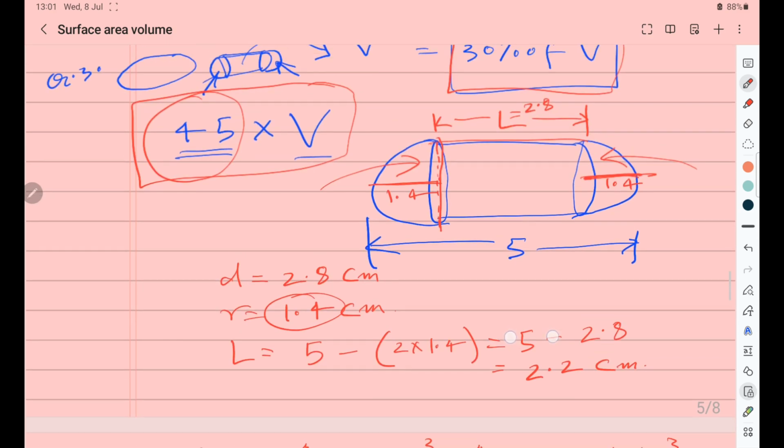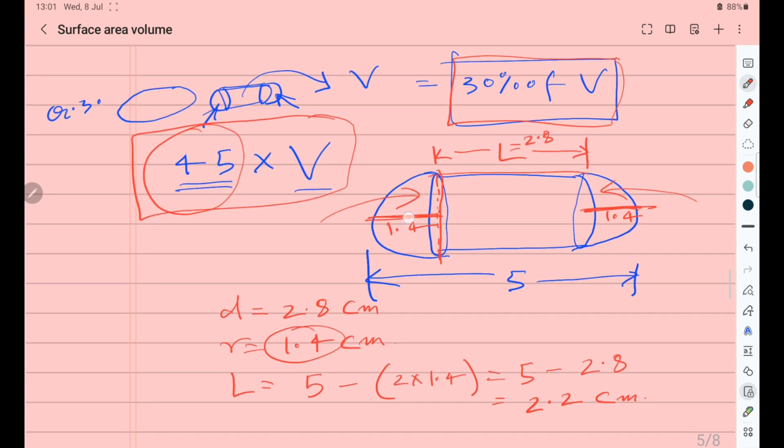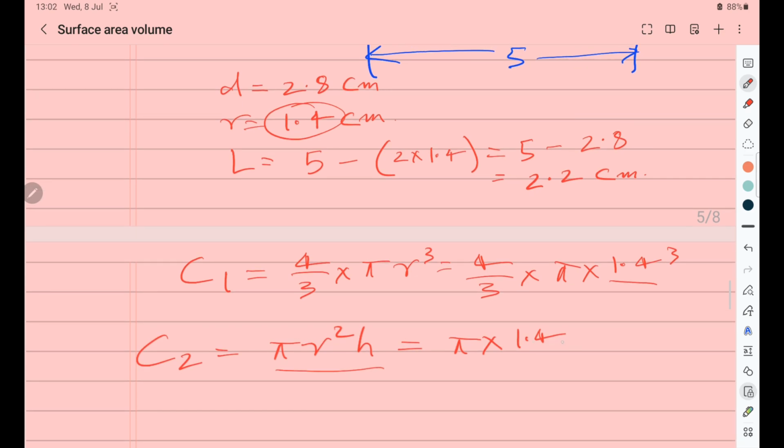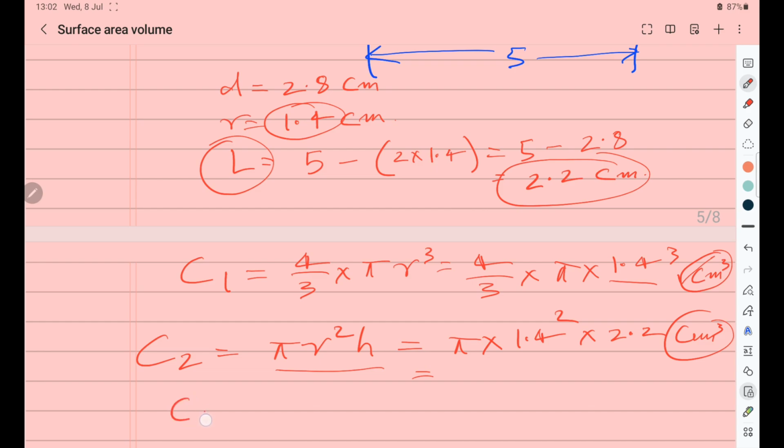Okay, why? Because you see, this is 1.4, this is 1.4 for the hemisphere, but for the cylinder also it is 1.4 only, isn't it? So that's why 1.4 square into h. What is h? We just now derived it. This is the height or length of the cylinder. Okay, so then we will get certain things. So this is so many centimeter cube and this is so many centimeter cube.